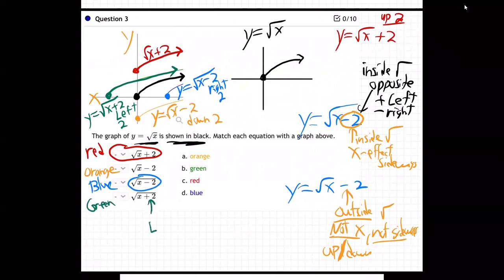X plus 2 actually means left 2, which is weird, right? Plus normally means right, but it's left. So it's sideways because it's in X's world. So anything inside the root is going to have an opposite sideways effect. Positive is left, negative is right. Anything outside of the square root is an up-down effect, and that's normal. Positive is up, negative is down. And so there we go.